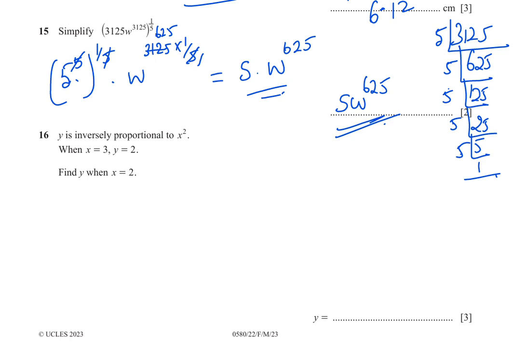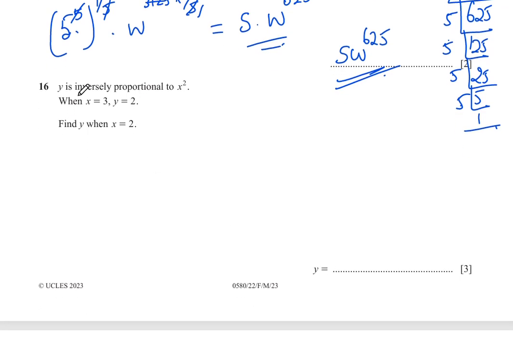And the next question. y is inversely proportional to x square, and when x is equal to 3, y is equal to 2. So y is inversely proportional means y is equal to k by x square. That is the required equation.